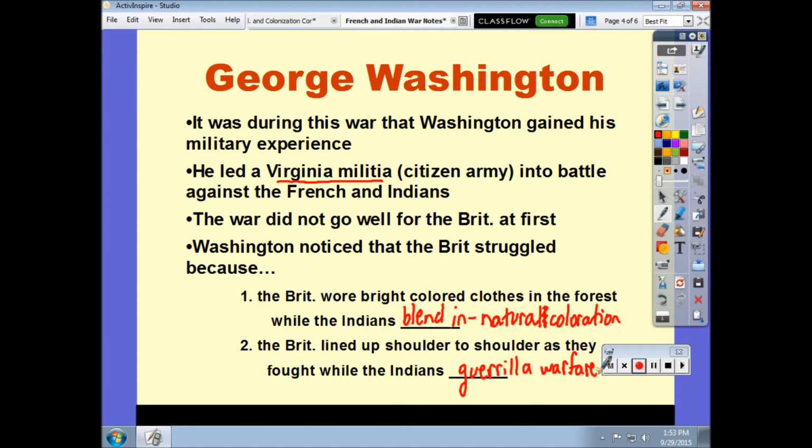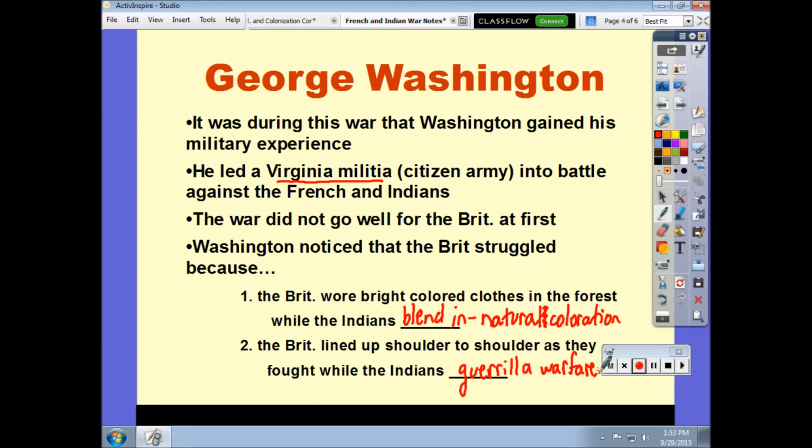And this is something that the British are very much unused to. And Washington notices that between these two things, the British army is struggling horribly to really combat the Indians. Now, they're fighting mostly the Indians. It's not as much the French, and that's because the French have armed the Indians from Canada, and the Indians are the ones doing most of the fighting, at least in the Ohio River Valley.